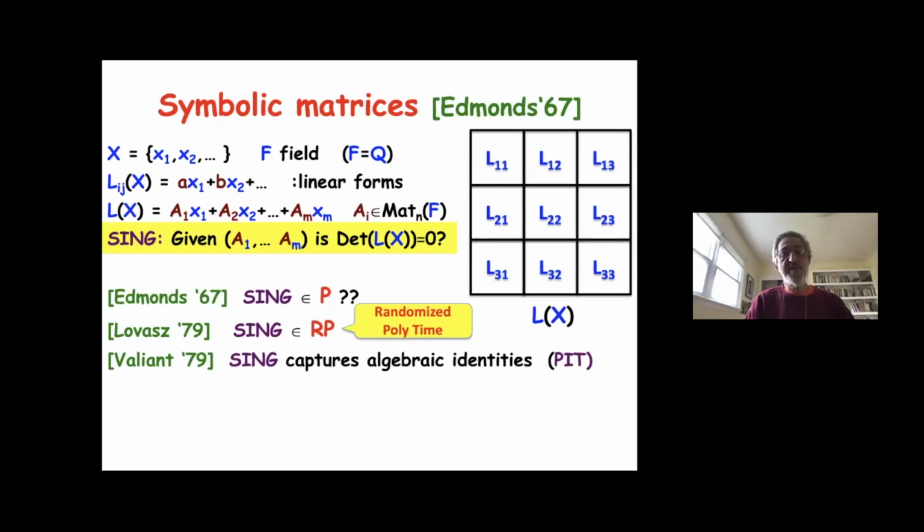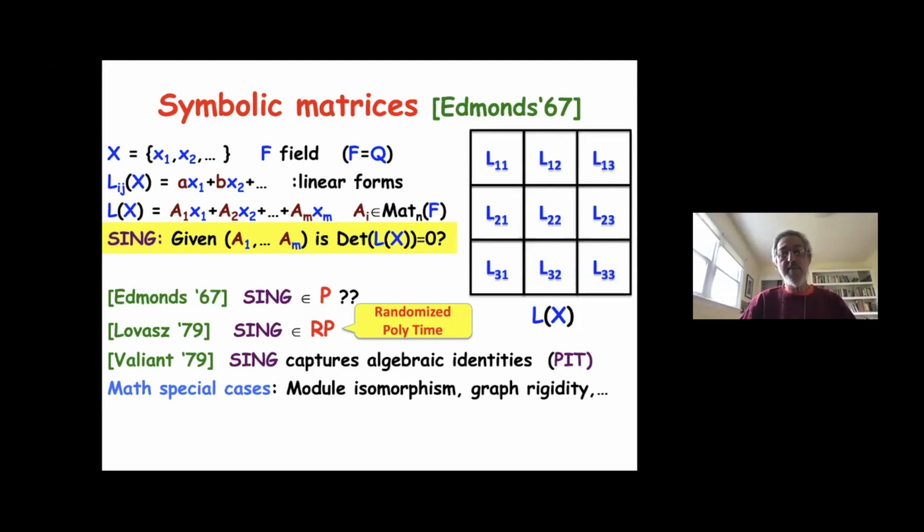Next, different universe, even though it's the same year, Valiant showed that this problem is really important because it captures all algebraic identities. Basically, all algebraic identities in mathematics, those that are described by formulas, can be expressed as the determinant of a symbolic matrix. It's what we call PIT, the polynomial identity testing problem. And therefore, it's more interesting than it looks. It captures all algebraic identities.